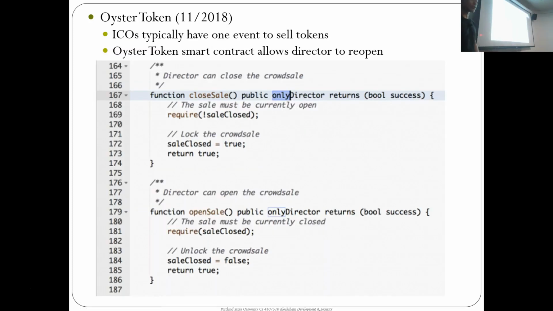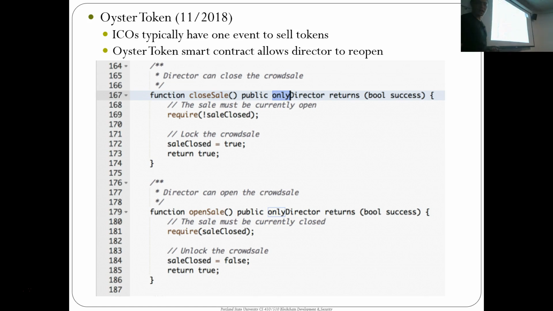Here's another one called Oyster Token. When they say it's an S coin, this is the kind of stuff that they mean. It's an ICO, and typically when you have an ICO, you're raising money in one shot. You have one fundraising round, and you don't want it to be possible for the smart contract owner to issue another round to dilute your original investment. So typically in real life, you wouldn't do this, but in a smart contract, you can code this in there.